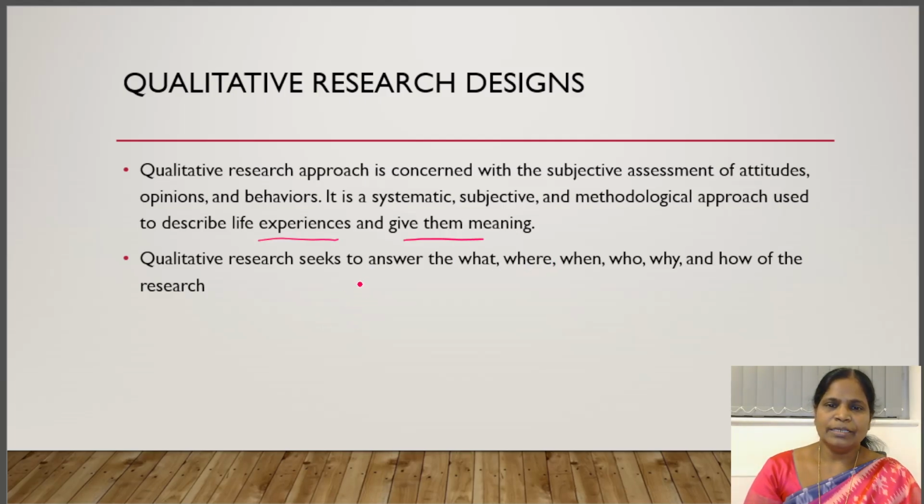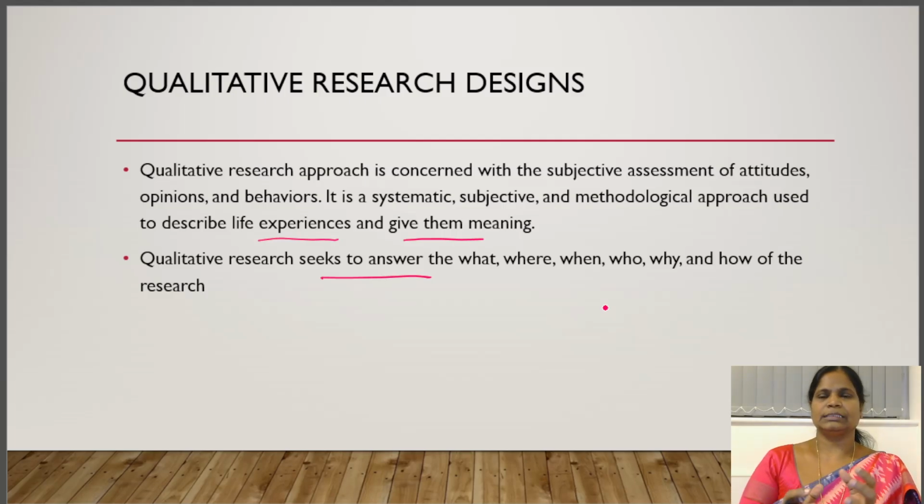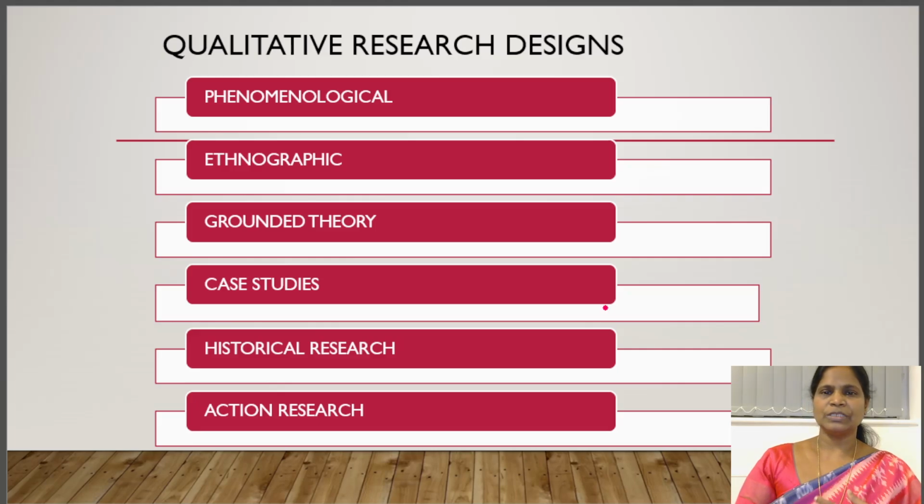Mostly when we say qualitative, this research tries to find an answer to what happened, where it happened, when, who, why, and how this happened. It tries to answer all these aspects, and it involves things like attributes, opinions, behaviors, and experiences of individuals. Coming to different types of qualitative research designs, the first one we have is phenomenological.